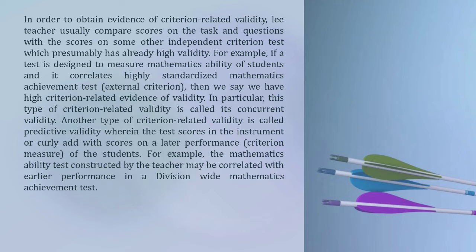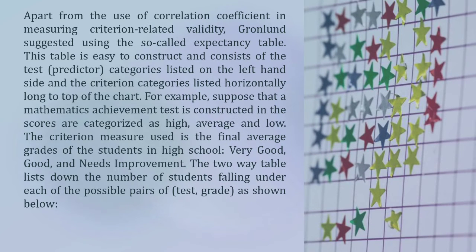Another type of criterion-related validity is called predictive validity, wherein the test scores in the instrument are correlated with scores on a later performance, or the criterion measure, of the students. For example, the mathematics ability test constructed by the teacher may be correlated with earlier performance in a division-wide mathematics achievement test. Apart from the use of the correlation coefficient in measuring criterion-related validity, Gronlund suggests using the so-called expectancy table.